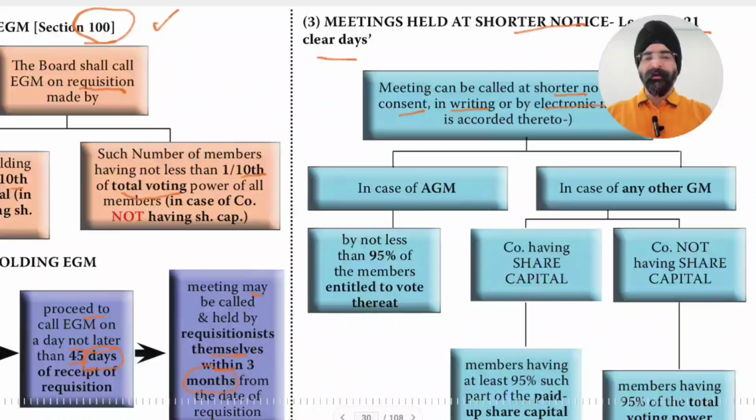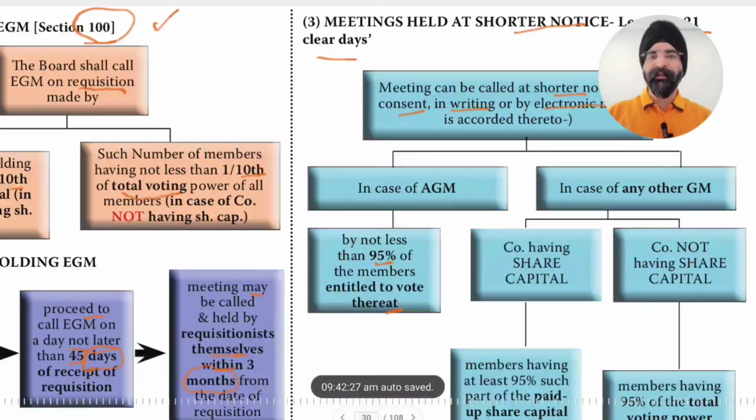In case of AGM, consent is required from not less than 95% of the members entitled to vote thereat. So if there are preference shares but they are not entitled to vote, those will not be counted among these members. And suppose dividend is not paid to preference shareholders, they have the right to participate in voting on every resolution, then they will be counted. So for the purpose of AGM, notice of less than 21 clear days can be sent if consent is received from 95% of the members entitled to vote thereat.